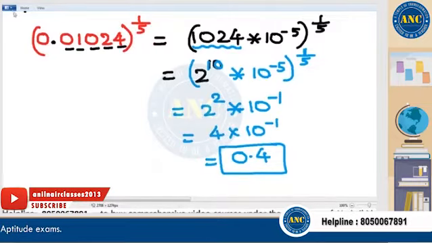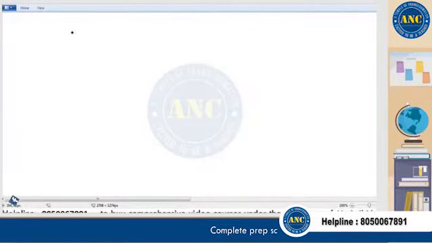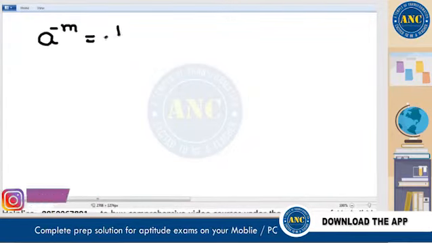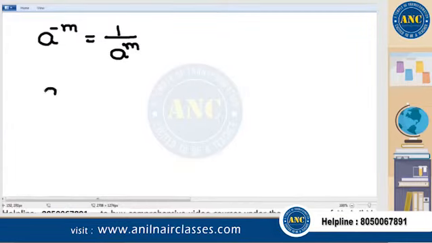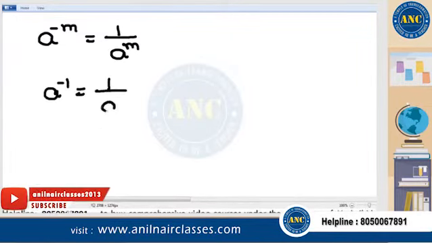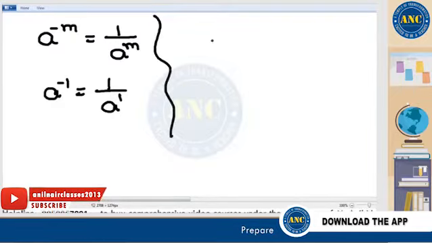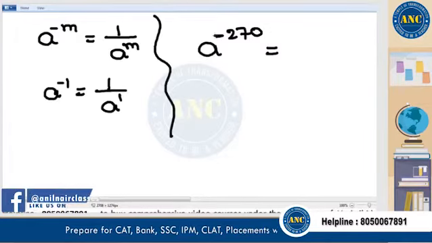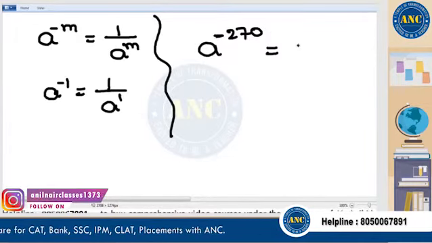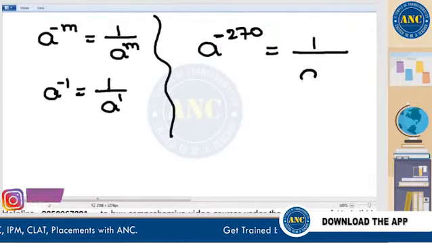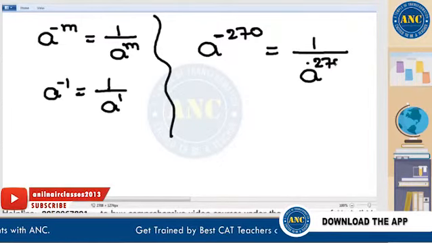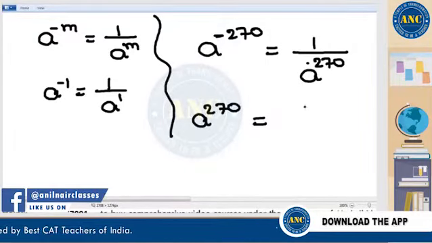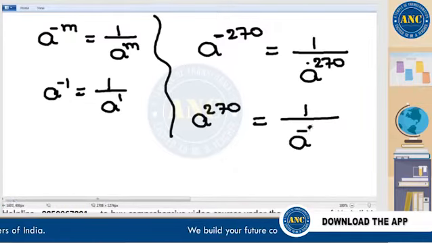Next, similarly, your questions can also be in terms of negative powers. I told you already, a power minus m is nothing but 1 by a power m. A power minus 1 is nothing but 1 by a power 1. That means whenever I have a negative power, if I need to make it a positive power, put it in the denominator, write it as 1 by that number in the positive format. Or if I have a positive power and I want to make it a negative power, put that again in the denominator and make it a negative power.